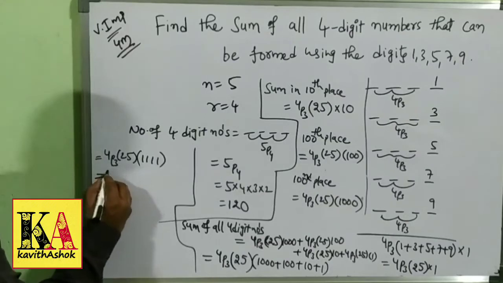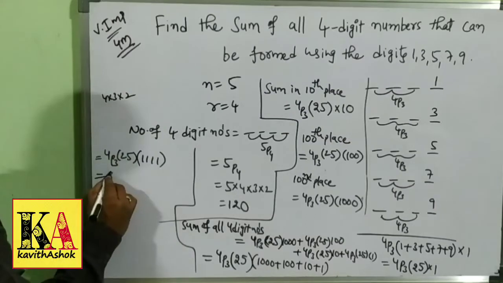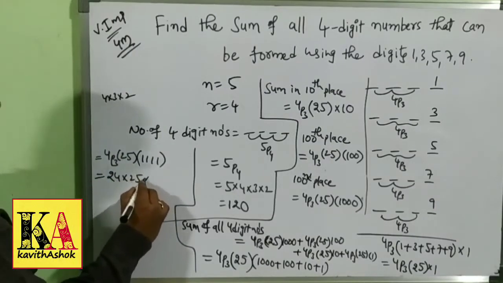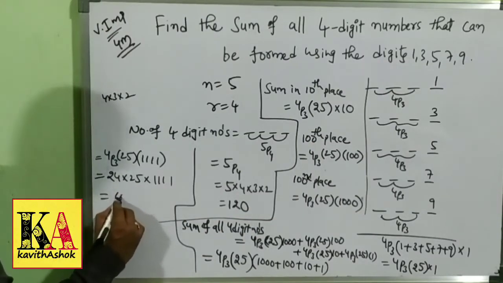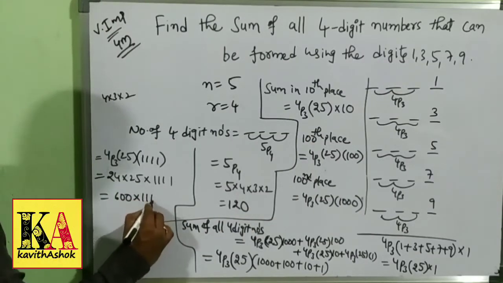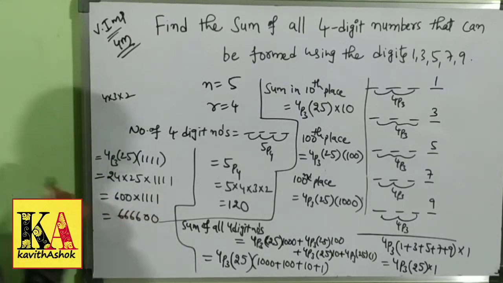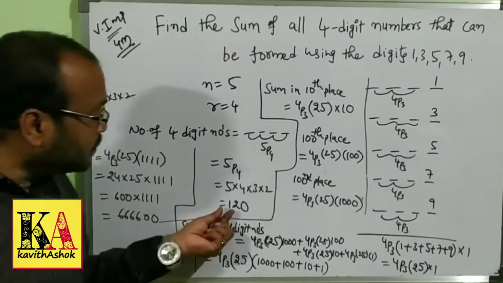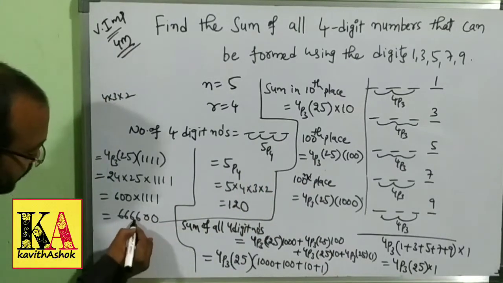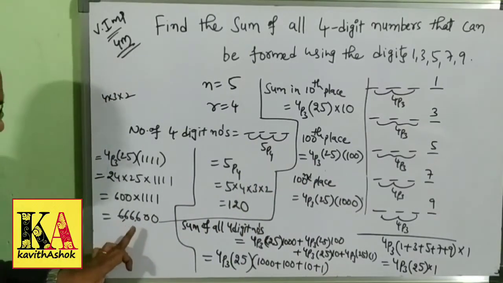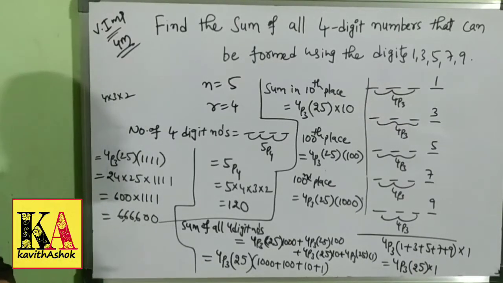Now 4p3: 4 into 3 into 2, 4 3s are 12, 2 are 24, into 25 into 1, 1, 1, 1. 25 times 24 is 600, into 1, 1, 1, 1. 6 ones are 6, 6 ones are 6, 6 ones are 6, 6 ones are 6, 00. Right? If we add these 24 four-digit numbers, the summation value will be 6,66,600. Is it clear now? Like this we can calculate the summation.